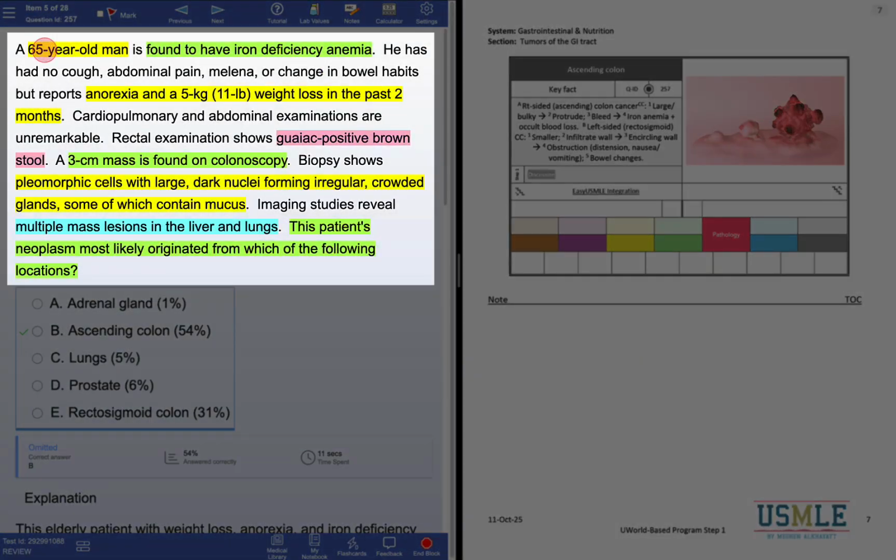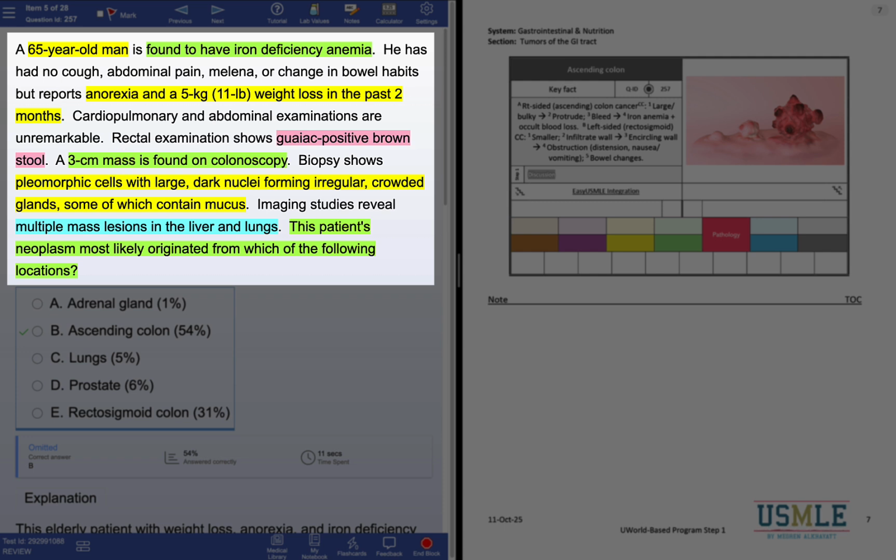A 65-year-old man is found to have iron deficiency anemia. He has had no cough, abdominal pain, melena, or change in bowel habits, but reports anorexia and 5 kilogram weight loss in the last 2 months. Rectal examination shows guaiac positive brown stool, and a 3 centimeter mass is found on colonoscopy.